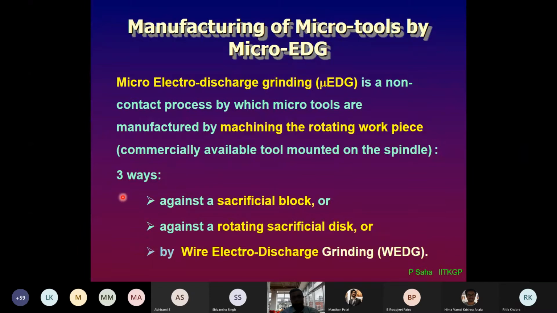So today we'll explain about the three possible processes. First one will be about using a sacrificial block as the tool. So when you make the micro tool, that means your raw stock of the tool is your job, and the sacrificial block is your tool in the micro EDM. Either a sacrificial block, or a rotating sacrificial disc, or the wire electric discharge grinding using a traveling wire, that also can be there. So one by one I'll explain those things.